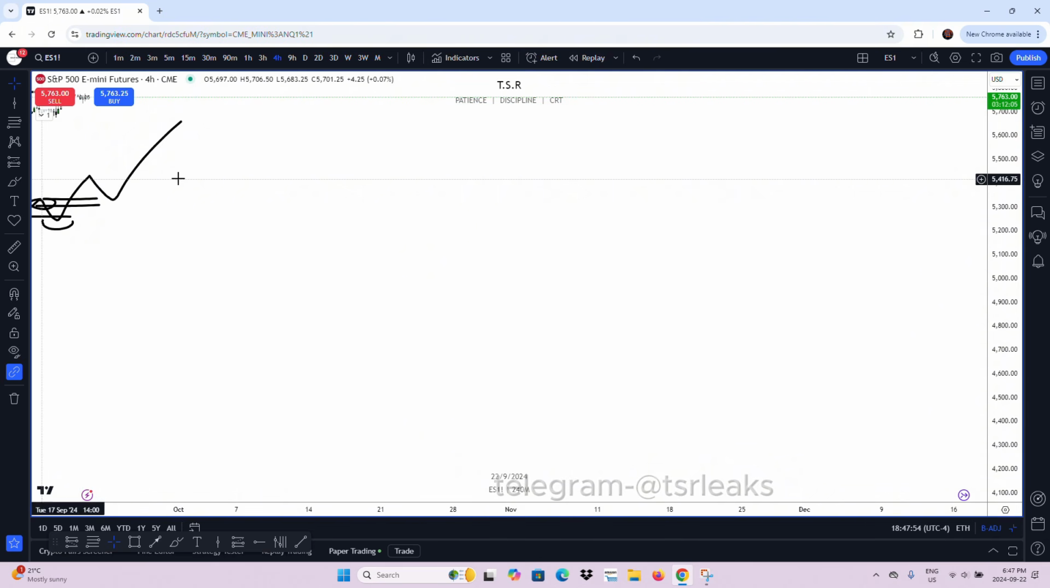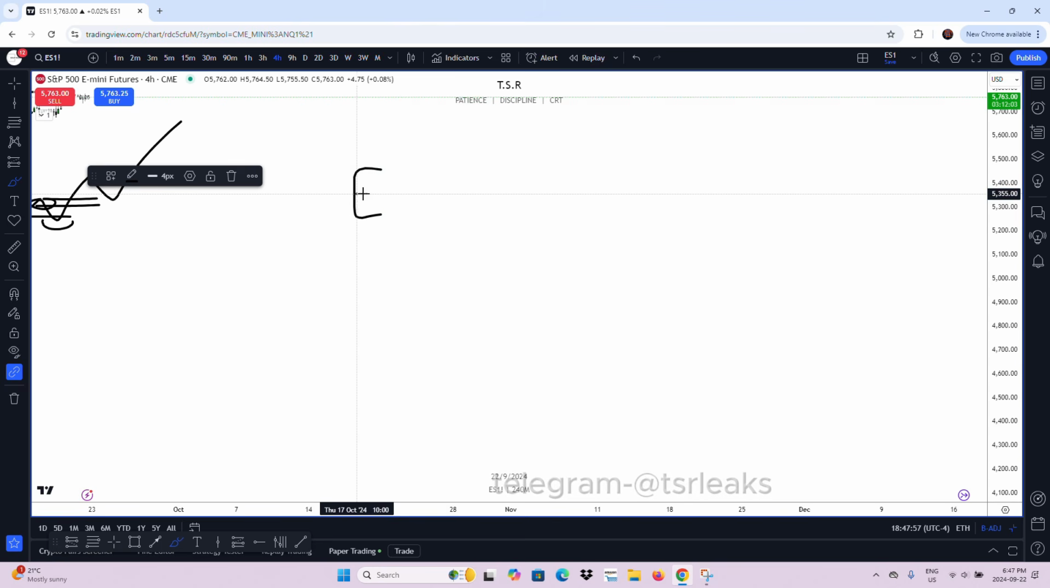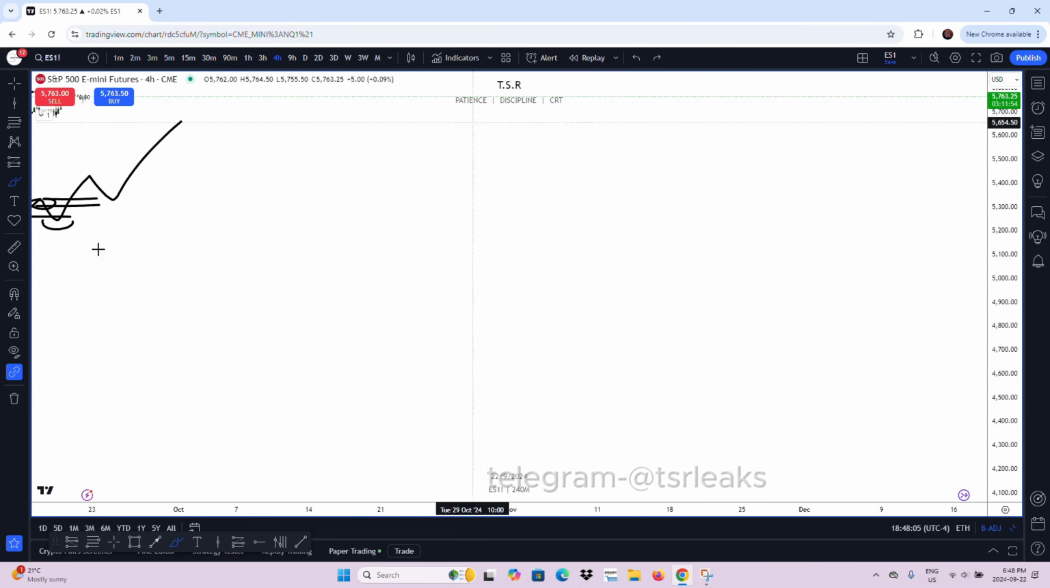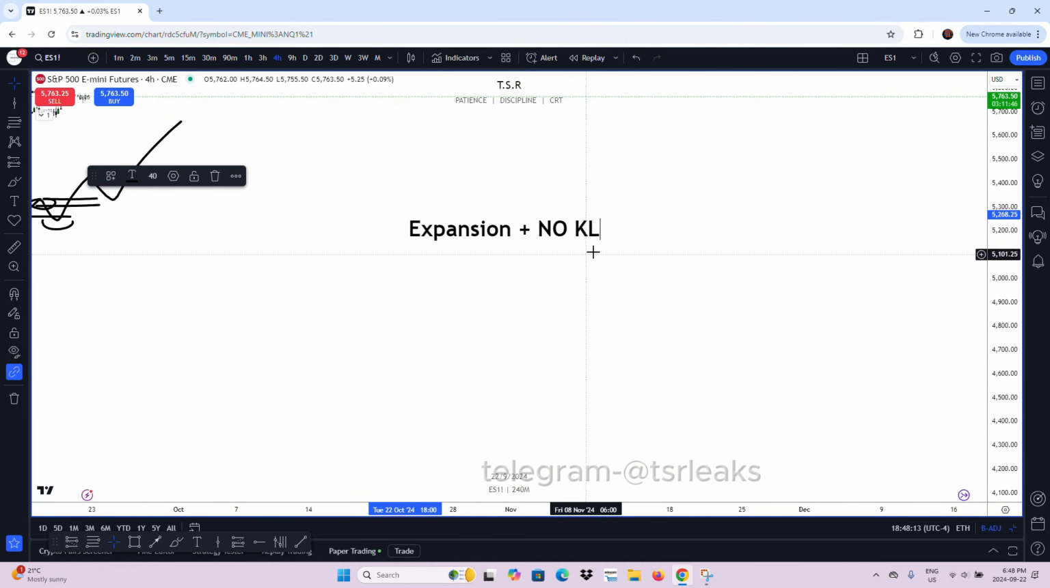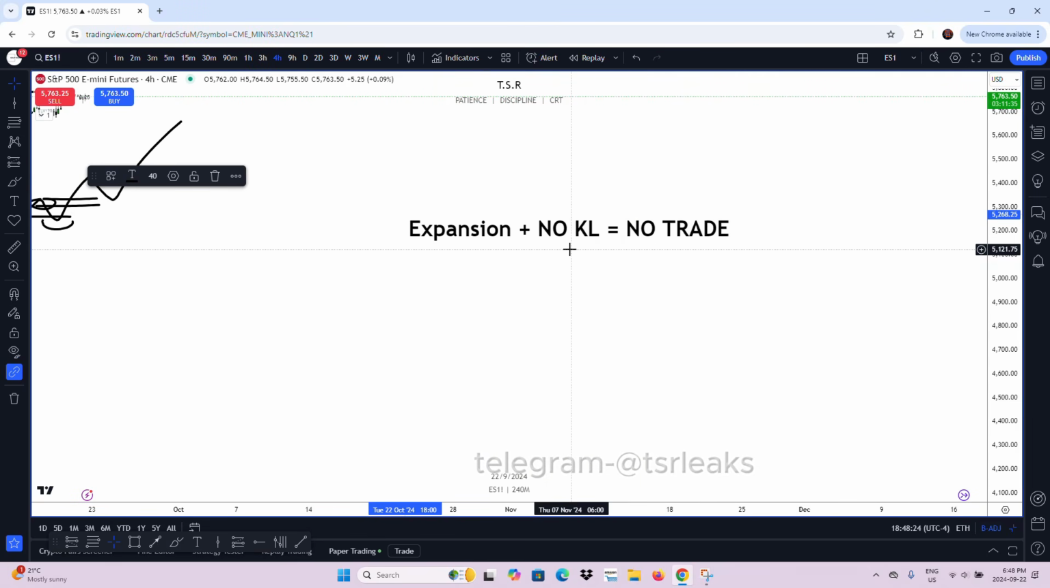If we have an expansion without a key level, so expansion is E. Actually, you know what? Let's use the text. So if we have an expansion without a key level. KL stands for key level. If we have an expansion without a key level, what will happen next? Or should we trade this? First off, no. The answer is NO TRADE, all in capitals. Why is this a no trade type of scenario? What will happen after an expansion without a key level?